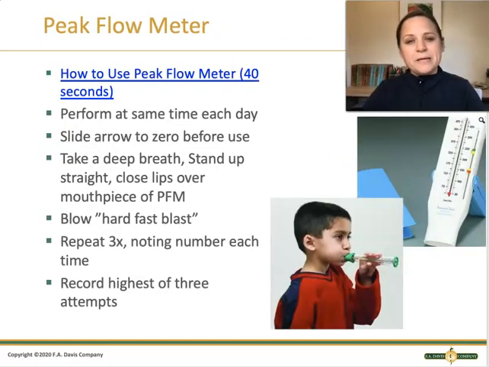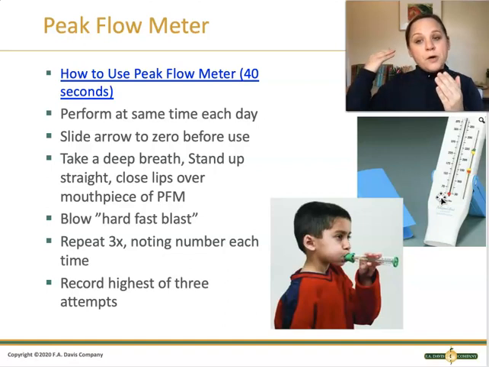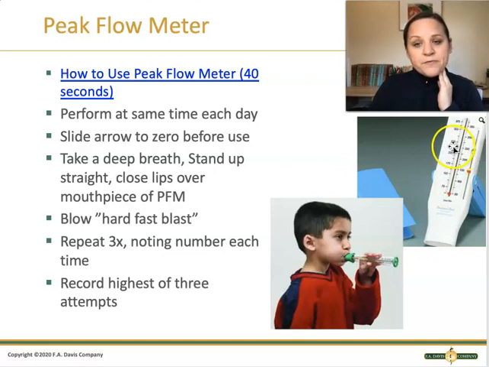So one of those assessments I mentioned was a peak flow meter, and I've put a link here, it'll be in your slides as well as down in the description box on YouTube, on how to use a peak flow meter. But essentially, the patients are going to use this 1, maybe even 2 times a day at the same time every day. They'll slide the arrow back down to 0 to get started. And then they will take a nice deep breath, stand up straight, close their lips over the mouthpiece, and blow hard and fast as much as they can. Then they're going to note their number for that, and they're going to repeat that 2 more times. They will record their highest number of 3 attempts.